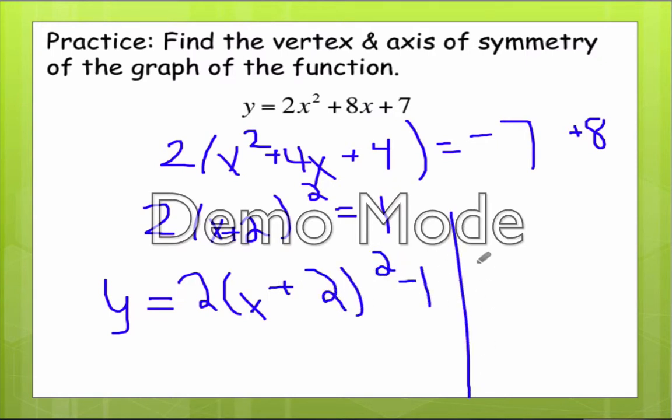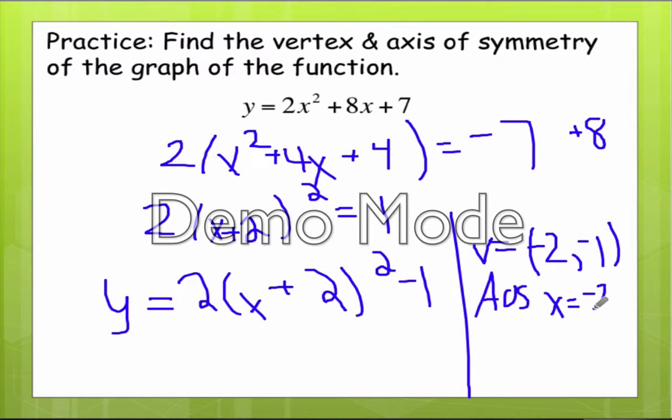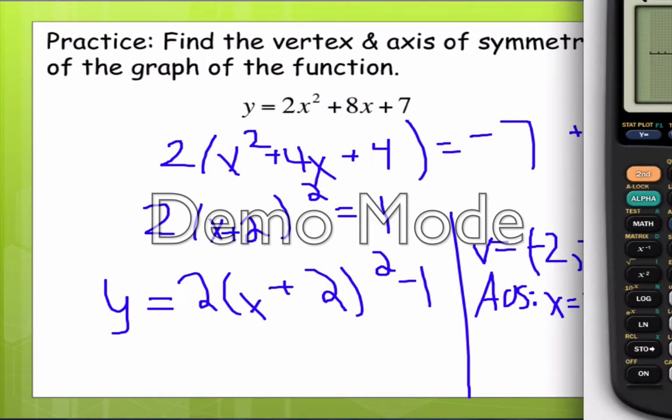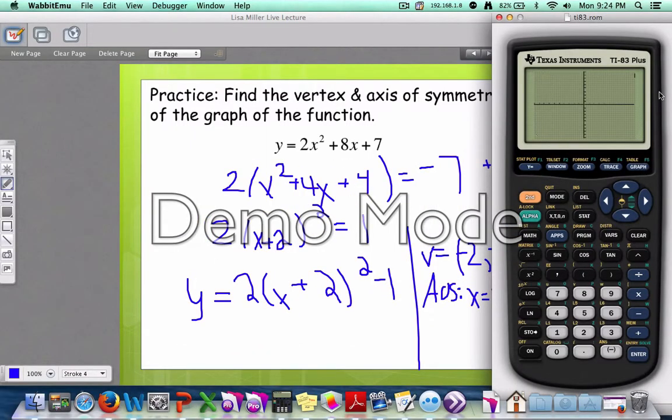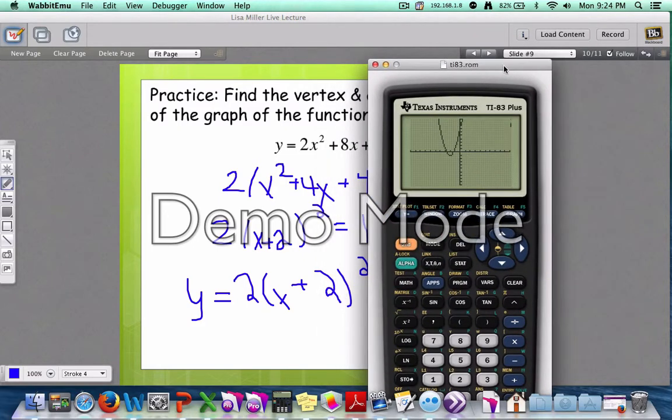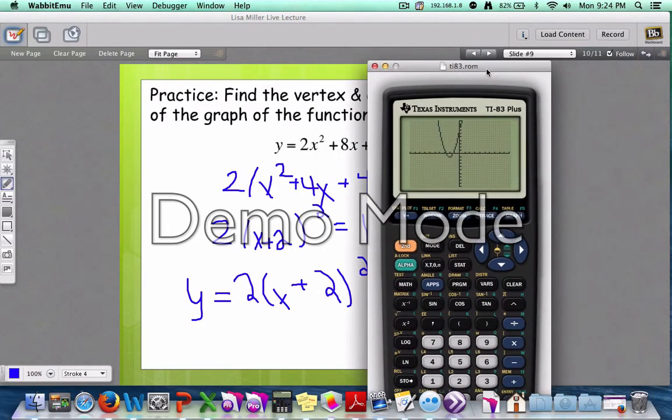So the vertex is -2, -1. And the axis of symmetry is x equals -2. And you could check it in the calculator if you want, just to be sure. Okay, so the vertex -2, -1 looks about right, so we're good to go.